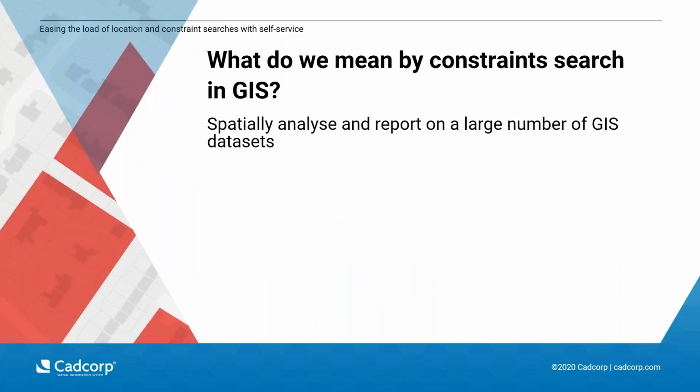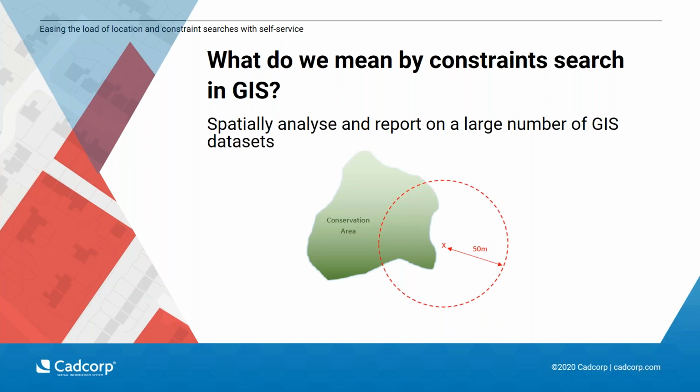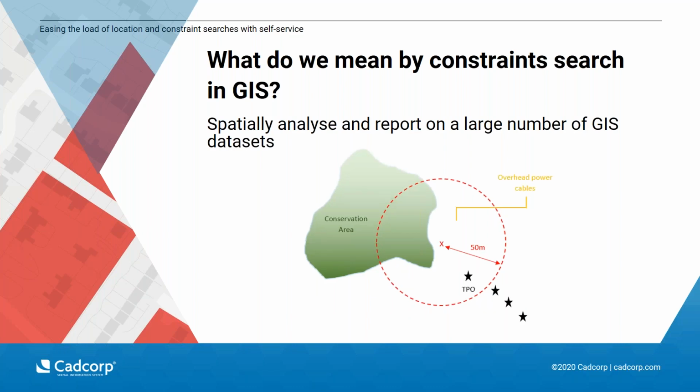So taking a step back, I just want to explain what we mean by a constraint search. Today we're specifically discussing the requirement to spatially analyze and report on a large number of GIS data sets at the same time. So in simple terms, we might be interested in a location or a piece of land, and we want to know all the information that falls within 50 meters of that particular site of interest. That could mean that we're looking at conservation areas. It could also mean that we're looking at tree preservation orders or overhead power lines. It could be any spatial reference to GIS data set that we're looking at in relation to a particular site of interest.